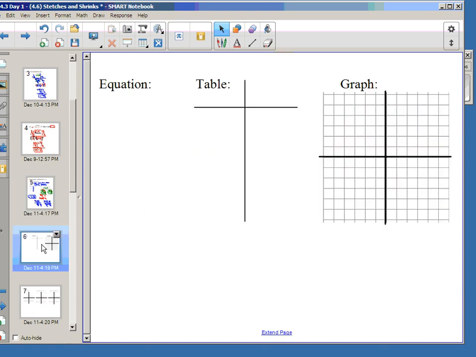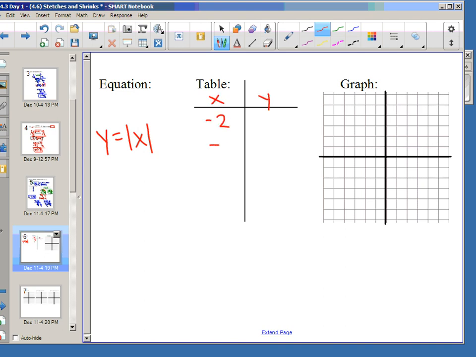But let's look at the graph here for the absolute value function. It's going to end up looking like a V, but we'll go through this. So this is for y equals the absolute value of x. So for our table, we have x and y. -2, -1, 0, 1, and 2 will be the values we choose for x. So now we're going to plug these in and see what we get for y.